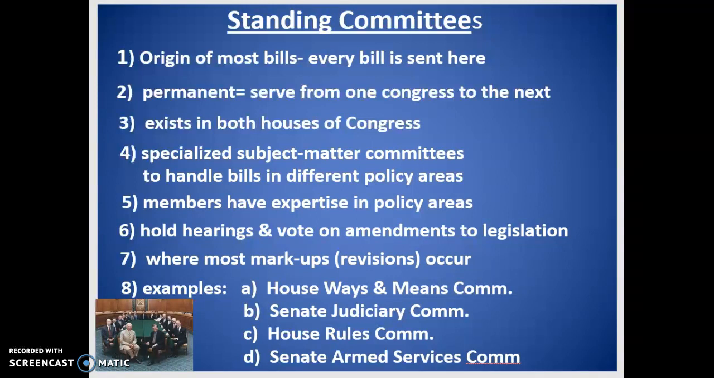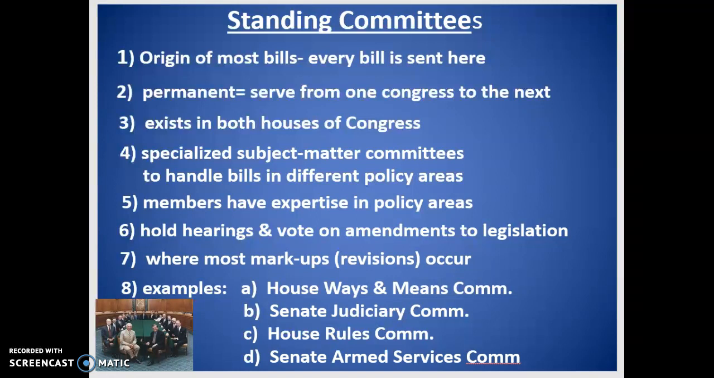They're very specialized. Committee members are supposed to be experts at whatever it is their committee is. If it's agriculture, they're supposed to know agriculture. If it's environmental, they're supposed to know environmental issues. Not only will they look at legislation, they also have some oversight powers. They can call bureaucratic agents in for questioning.